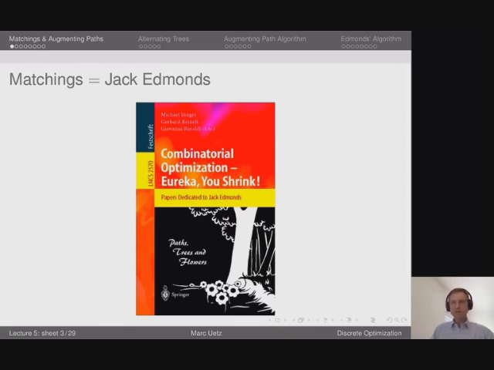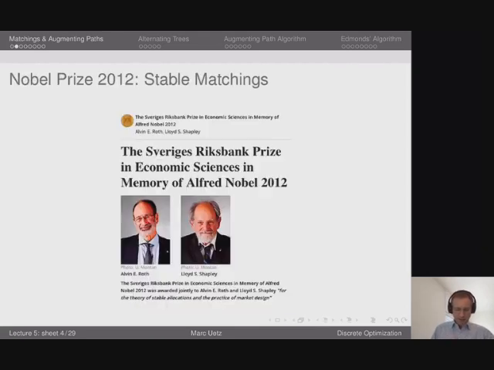But not only Jack Edmonds is a name that pops up when you think about matchings. Another two names that actually pop up when talking about matchings are Roth and Shapley. And as you might know, about 8 years ago, the Nobel Prize in Economics was awarded to these two researchers for their work on the theory of stable allocations and the practice of market design. And stable allocations is actually stable matchings. So that's a definition that we are not going to look at in this course. So if you're interested in that, you should take a course in game theory instead.